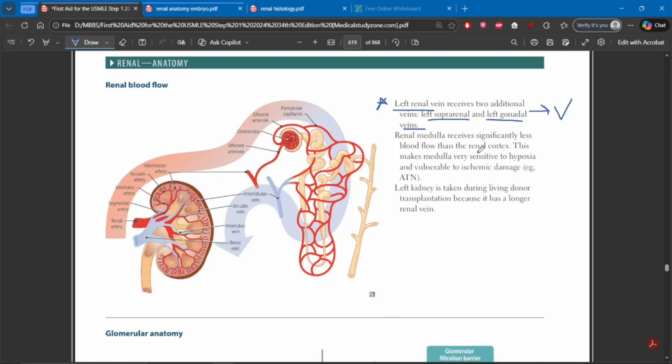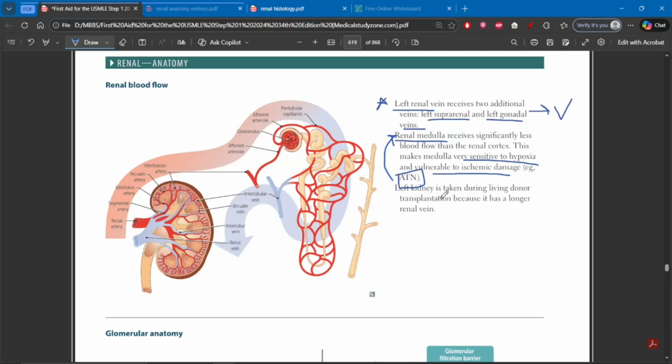Renal medulla receives significantly less blood flow than the renal cortex. This makes medulla very sensitive to hypoxia and vulnerable to ischemic damage. So when there's going to be hypoxia or a decrease in the blood supply of the kidney, the biggest effect is going to happen in the renal medulla. And they've given an example of acute tubular necrosis. When this occurs, the medulla gets damaged.